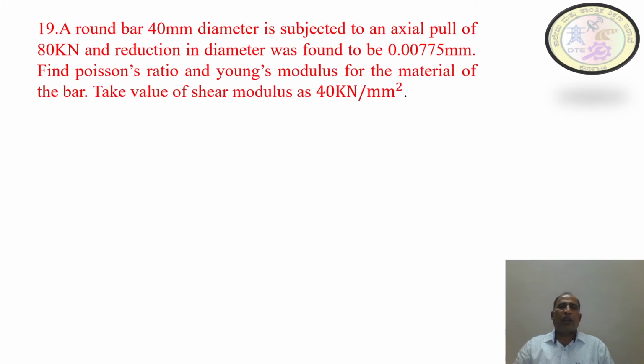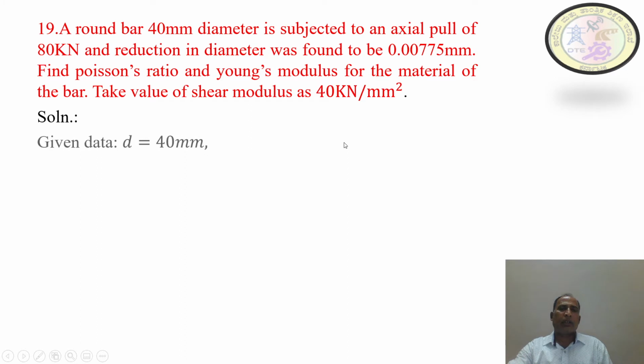Next problem. A round bar 40 mm diameter is subjected to an axial pull of 80 kN and the reduction in diameter was found to be 0.00775 mm. Find the Poisson's ratio and the Young's modulus for the material of the bar. Take the value of shear modulus as 40 kN per mm square. The round bar is of 40 mm diameter.